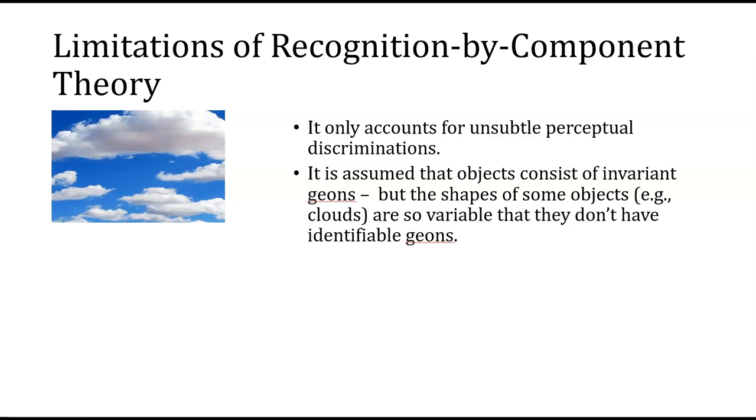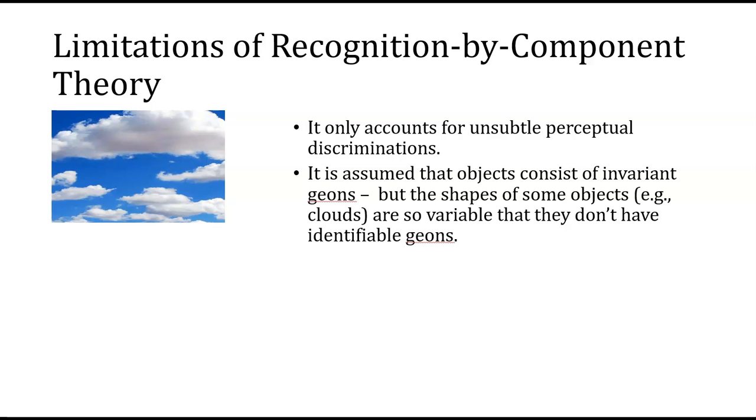The recognition by component theory makes a lot of sense. It makes sense that geon or geon-like components are involved in object recognition. The theory also made a critical contribution by highlighting the identification of concavities as a very important feature in object recognition.